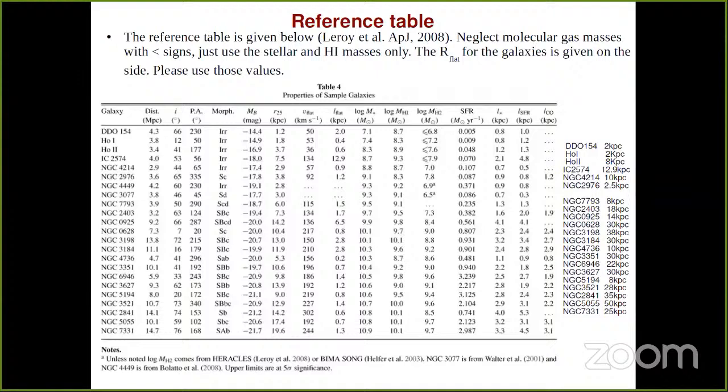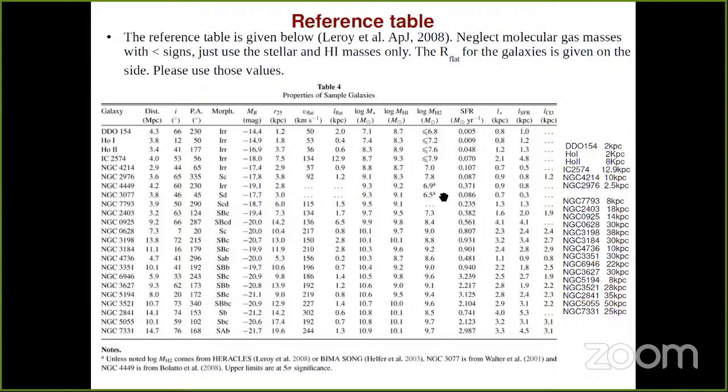So to get the actual value, you have to write them as 10 to the power, say 7.1, 10 to the power 8.7, like that. And for values where you have only upper limits, just take them to be 0. Because right now we have not been able to detect any molecular gas in those galaxies.